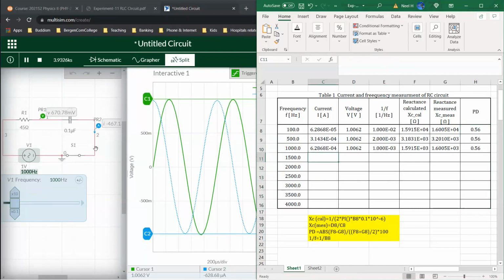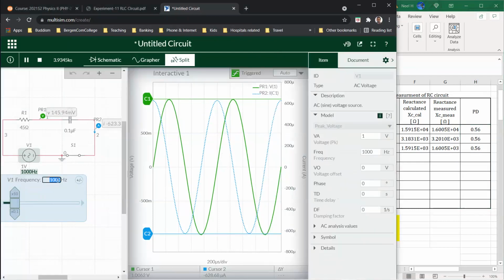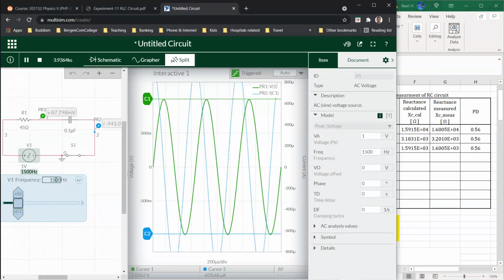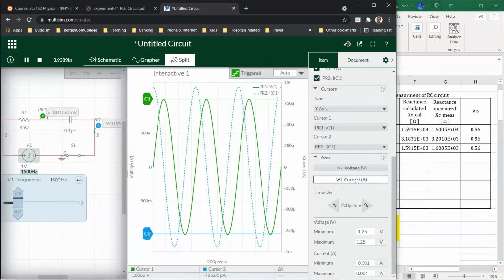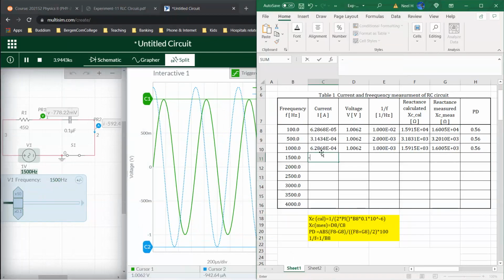Okay, then we'll continue with 1500. Current, every time you have to auto scale and then measure that. Okay, that's going to be 942.64 micro, 942.64 times 10 to the power minus 6. Voltage remaining the same, doesn't change at all.